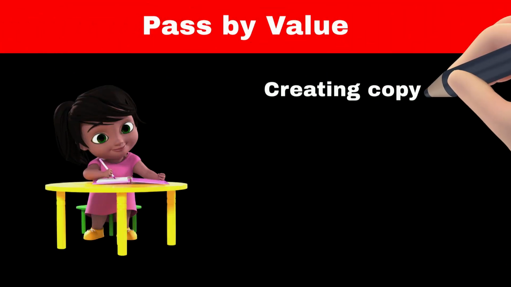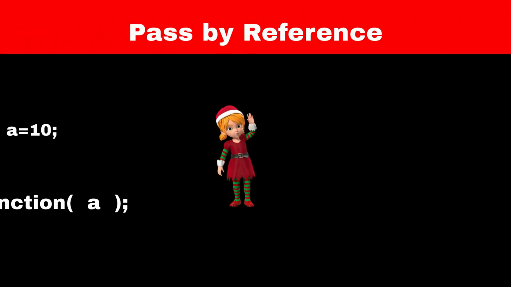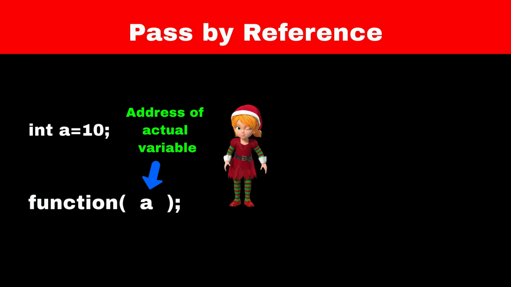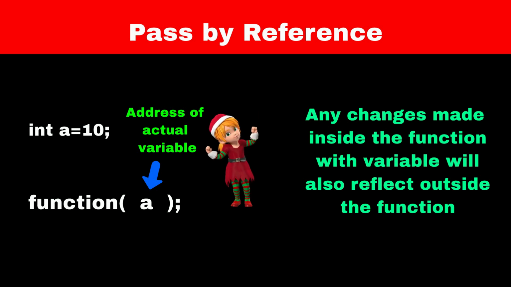So creating a copy of a variable with the actual value and then passing it to the function is called pass by value. On the other hand, passing a variable by reference means the actual address of a variable is passed to the function. This means that any changes made with the variable inside the function will also affect the original variable.